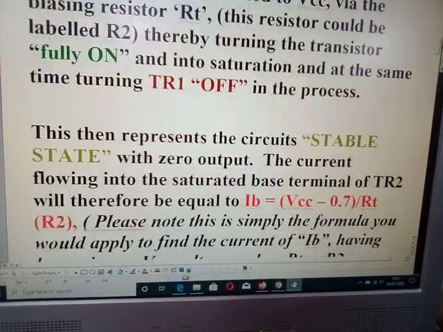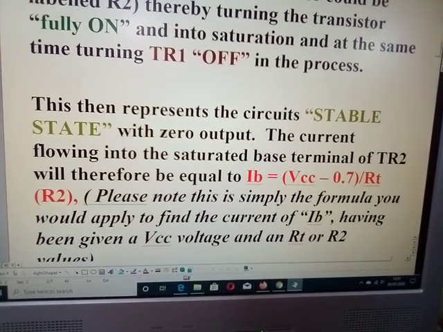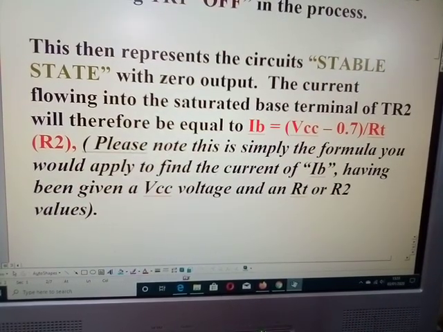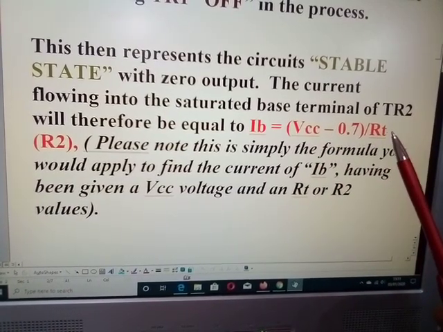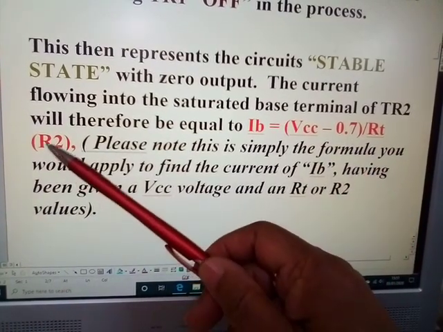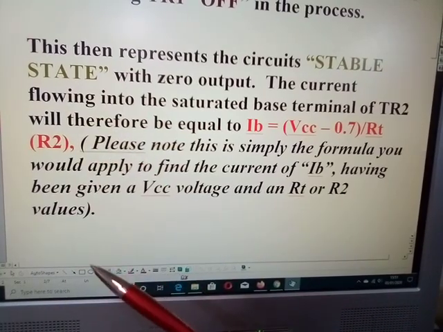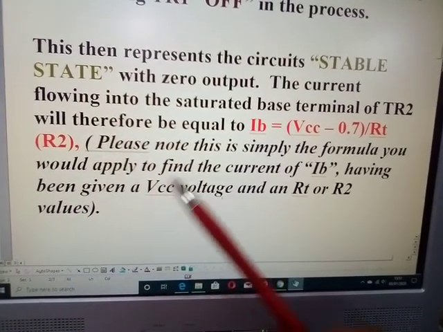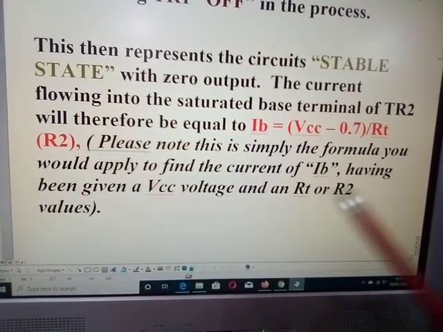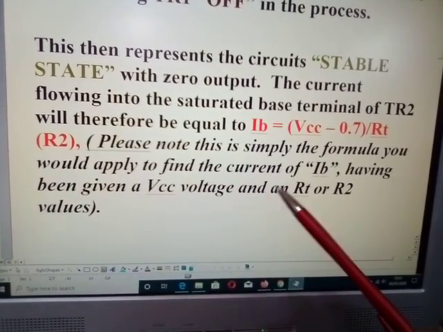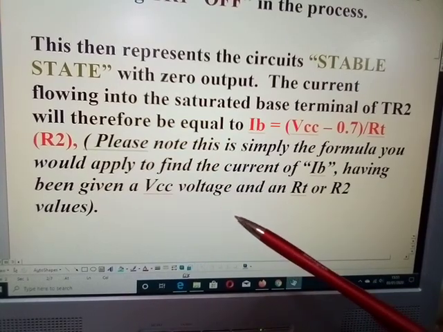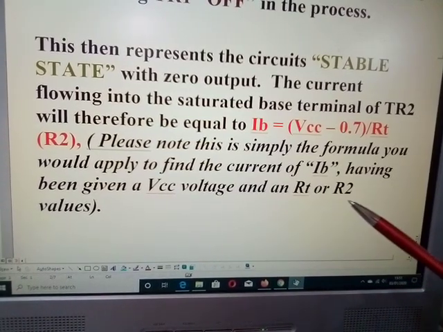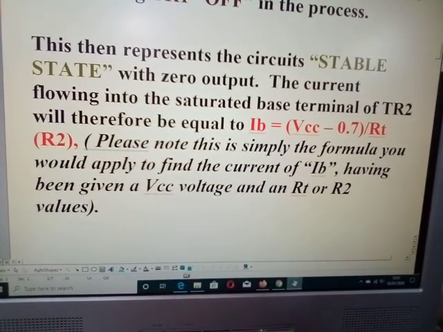So treat it simply IB equals VCC minus 0.7 over RT. Just ignore the R2 because it is not R2, it remains RT. Please note this is simply the formula you would apply to find the current IB, having been given a VCC voltage and an RT or R2 value.